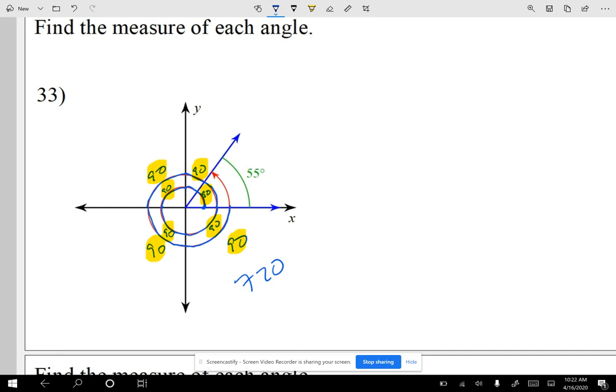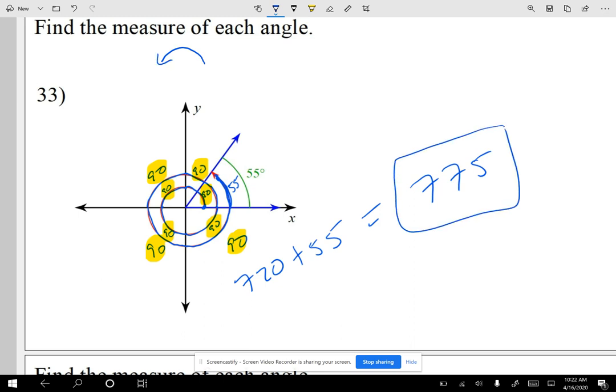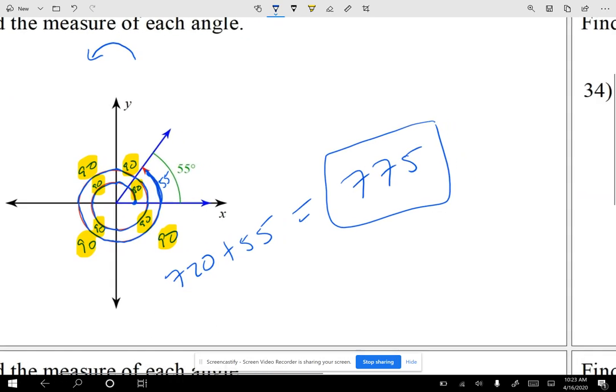720. Let me add this 55 because I still have this. 720 plus 55 will give me 775, because I was going counterclockwise, my angle is going to be positive. Now, when I go clockwise, the angle is negative. In this case, the angle is positive because I was going counterclockwise.